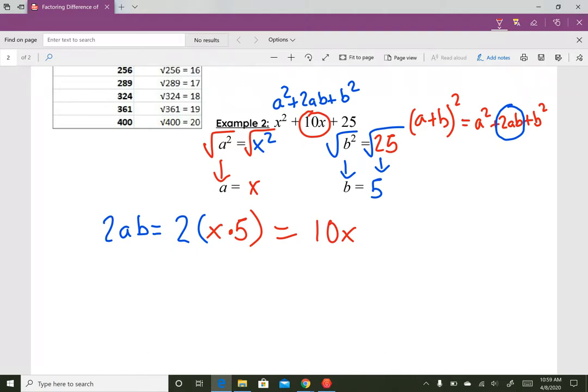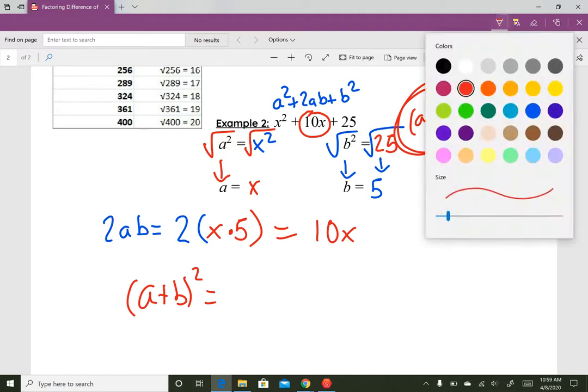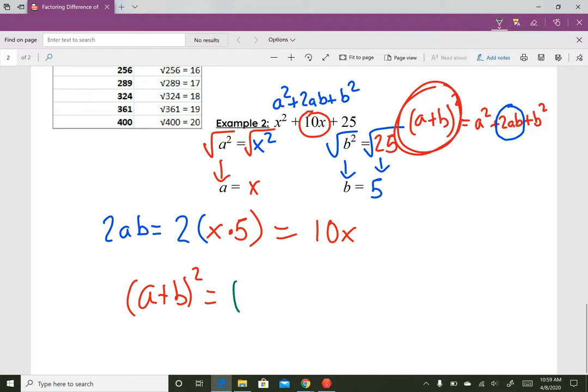So I can go ahead and use this formula, a plus b squared. What's my a? My a is x, and my b is just 5. Why do I use the plus sign? Because I had a plus sign in between my first and second terms. And now this just becomes squared. So x plus 5 squared. We've factored it. We've done it.